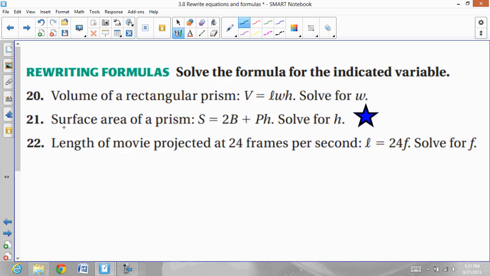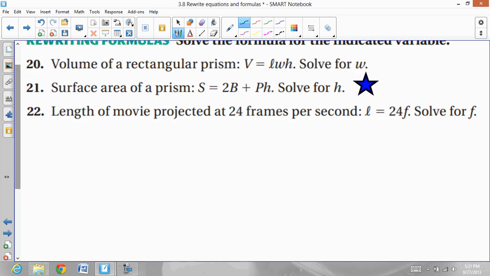This question is really important, and this is how your EOC question probably will be. Rewriting the formulas. You are asked to solve the formula for the indicated variable. Focus on question number 21. The surface area for a prism: S equals 2b plus pH. Solve for H, which basically means they are asking you to find what H is supposed to be. So you need to find something that looks like H equals something. So the H needs to be alone.